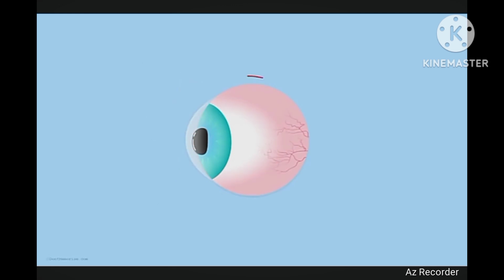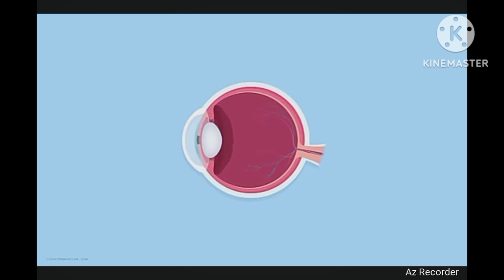The human eye is roughly spherical in shape. What we are going to do in this video is understand the different parts of the eye in short, not in extreme detail. Let's begin.